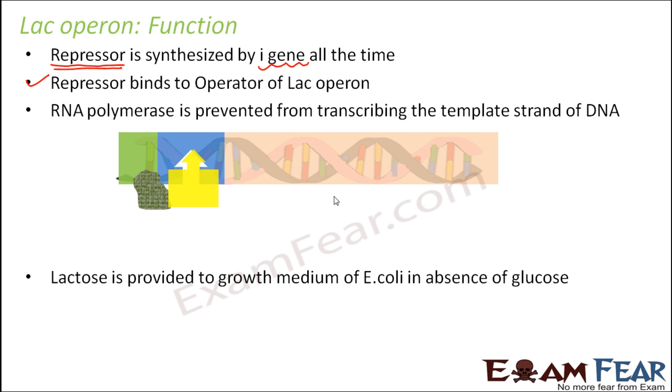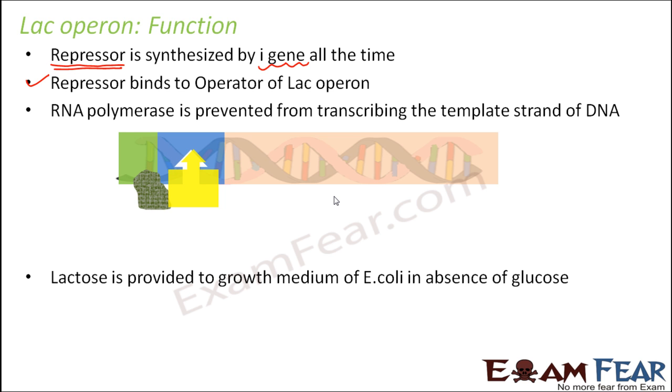Now let us see what happens. As we know, every organism needs energy, and every organism will have different sources of energy. The preferred source of energy in case of E. coli will obviously be a monosaccharide like glucose, where there is no complication of breaking it down further because it is the simplest form of a carbohydrate. But in case glucose is not available, it will still need energy. So how do we provide that energy?